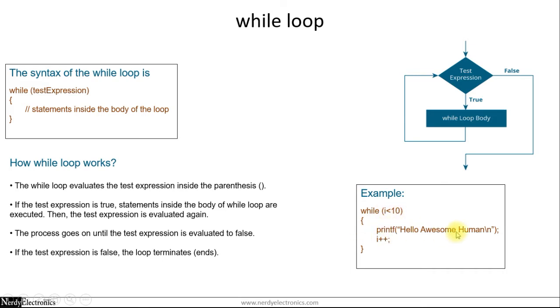Come here again, print this. Now the value of i becomes 2. So it goes back, 2 less than 10, yes. And it keeps on doing this till i equals 10. Once i is 10, this expression is evaluated to false. So it does not execute this and exits. Let's see this in a program.